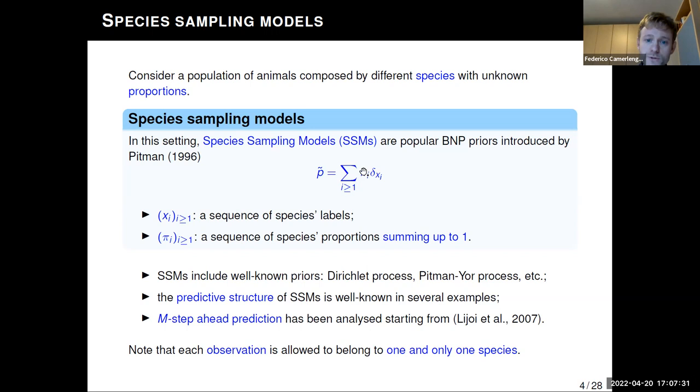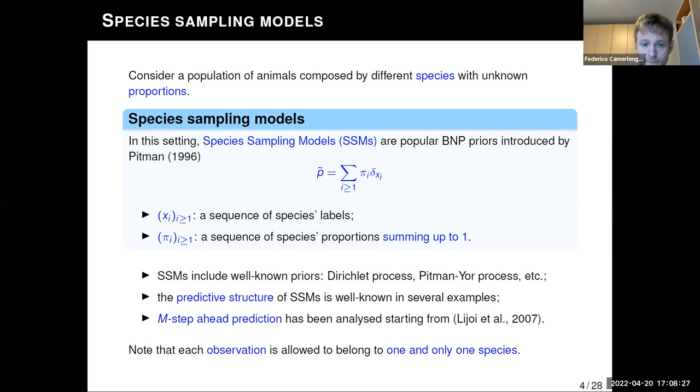So the class of species sampling models is very general, and this class includes well-known priors in the literature, for example, the Dirichlet process prior and the Pitman-Yor process. The predictive structure of these species sampling models has been widely analyzed in the Bayesian nonparametric literature, and also multi-step ahead prediction has been faced in several contexts, starting from the seminal contribution of Lijoi and co-authors. What does it mean, multi-step ahead prediction? It means that you have an initial sample of size n and you would like to predict the outcome of an additional and unobserved sample of arbitrary size. So in this framework, in the species setting, each observation is allowed to belong to one and only one species.